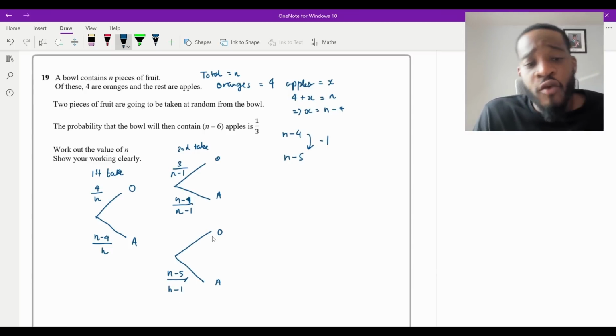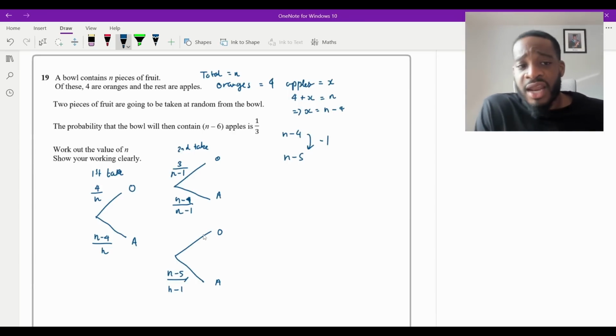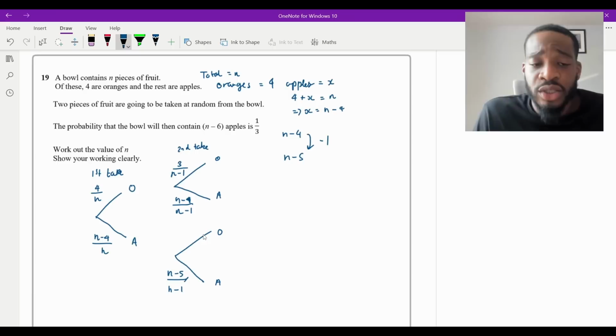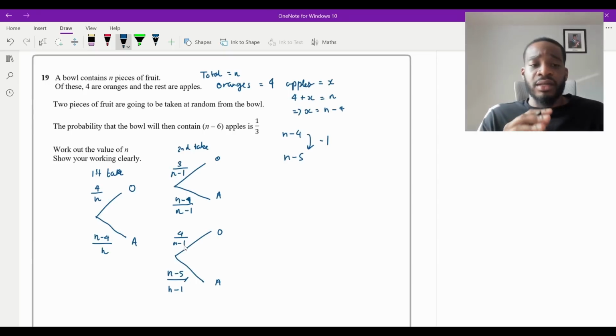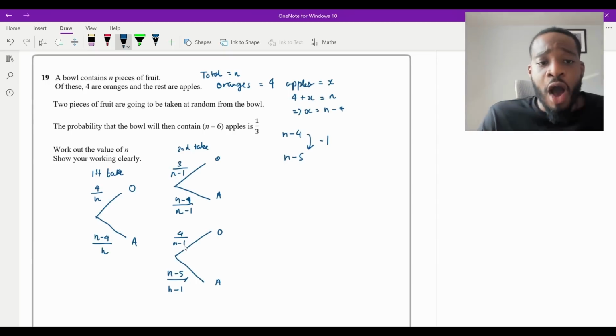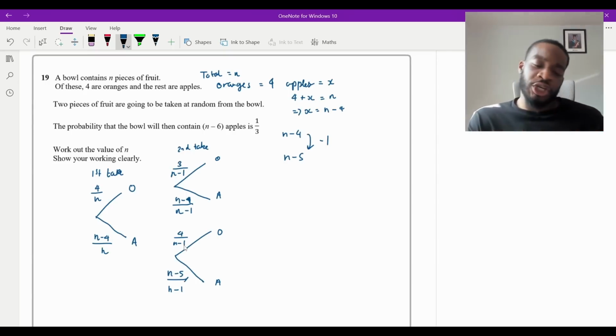And then remember, if I take an orange on my second go and I've taken an apple on the first, the amount of oranges hasn't changed. So it's going to be 4 over n minus 1. Perfect. So now we've got our probability tree. And let's look at the question again.